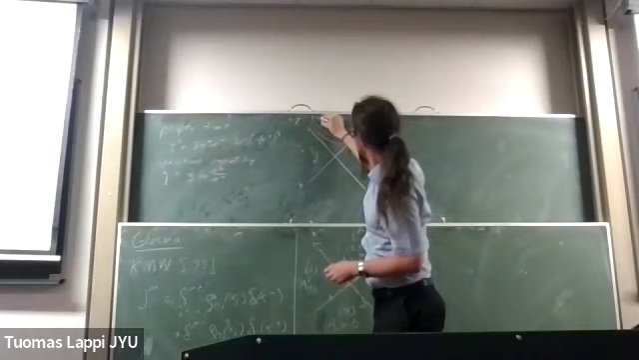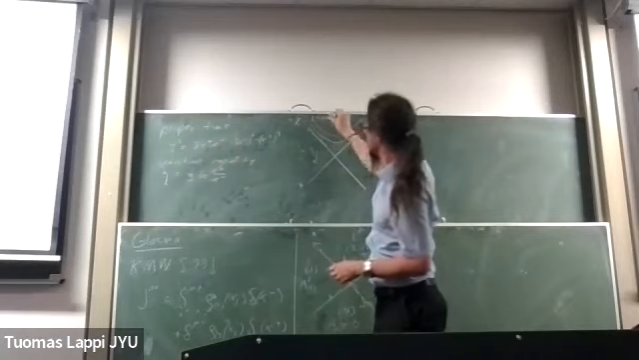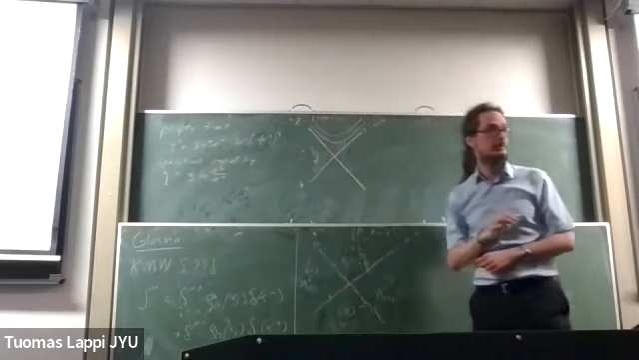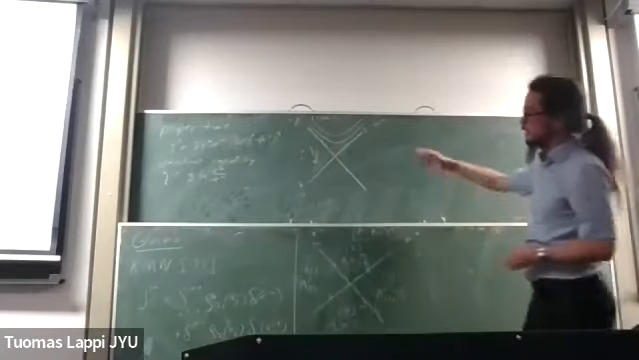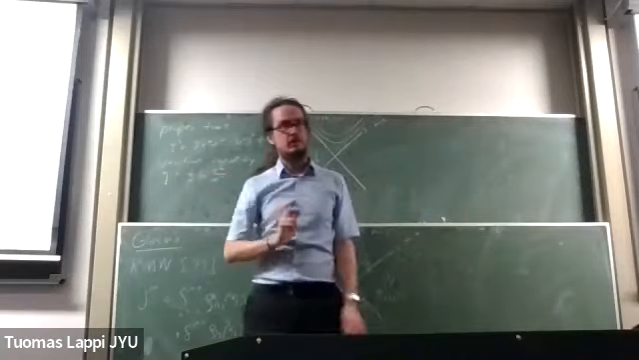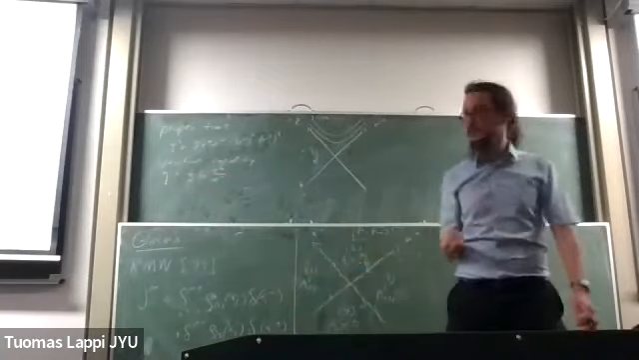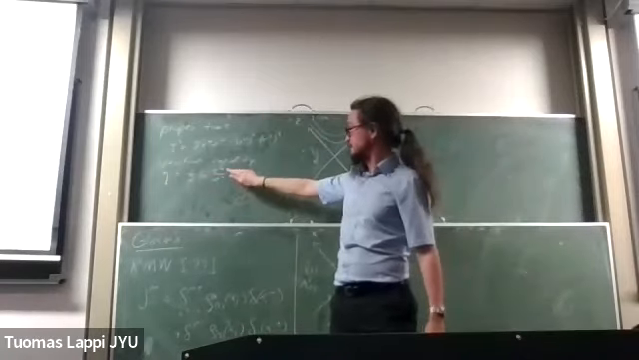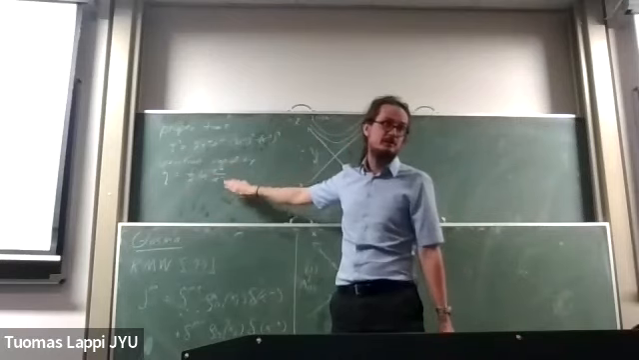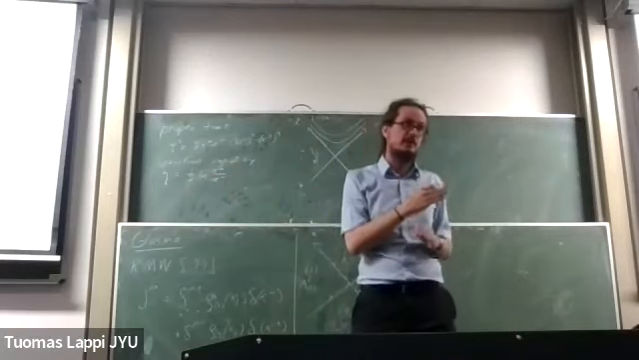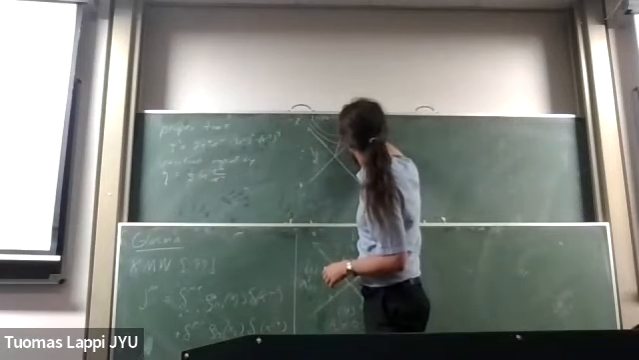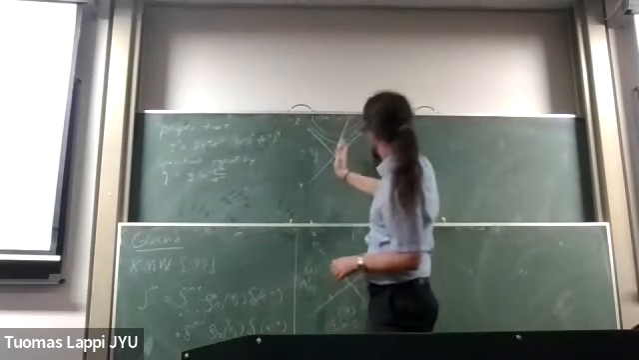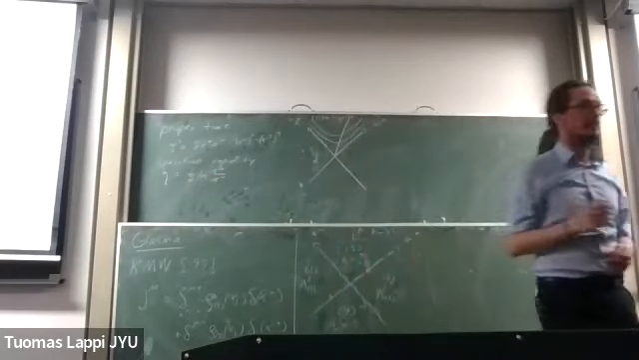These tau equals constant surfaces are hyperbolae in this coordinate system. What is a constant eta surface? A constant eta surface is where x plus divided by x minus is constant, so x plus is proportional to x minus, so it's a straight line. So a constant eta surface is a straight line in this diagram.